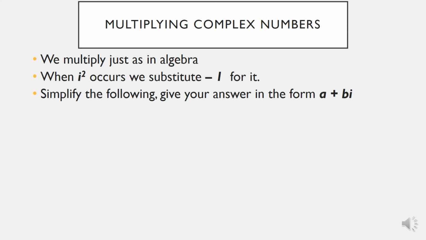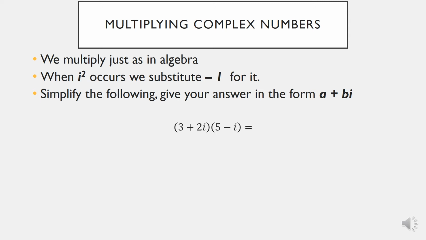So simplify the following and give your answer in the form of a plus bi. So this is often asked. It's just describing to you how your answer should look at the end. So it should be a number plus something times i, and you present it like this. Okay, so here's the multiplication we're asked to do.